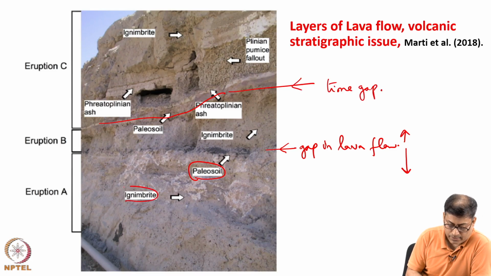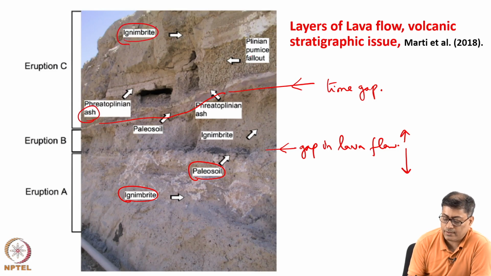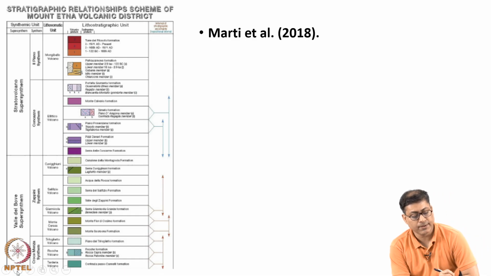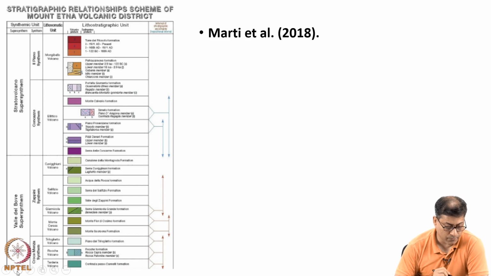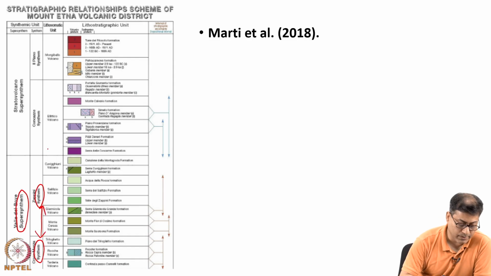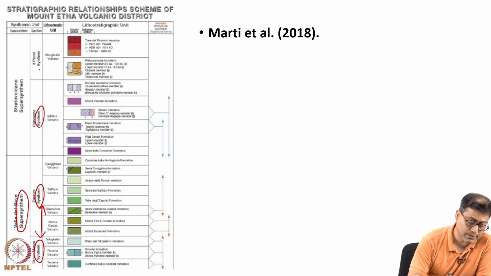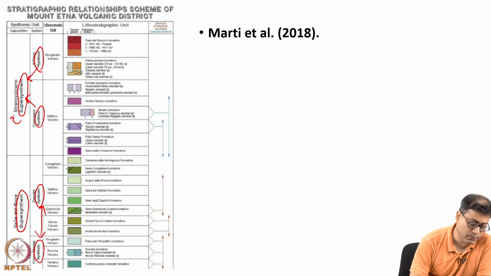And the other units are ignimbrite, ash, ignimbrite once again, and pumice fallout. This is a stratigraphic scheme of Mount Etna volcanic district. We need not remember all the names, only I want to emphasize that the synthems have been defined. The two synthems have been grouped as a super synthem. Same thing, the top of these two synthems have been defined and they have been grouped into a super synthem. This top super synthem has been linked with a stratovolcano.